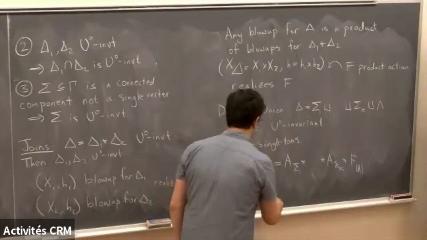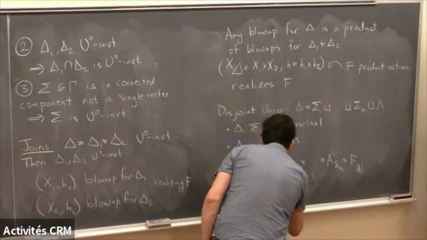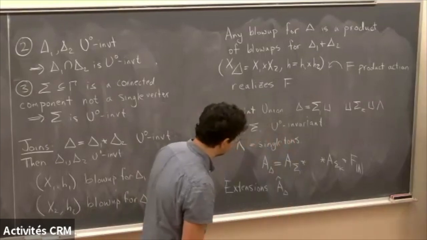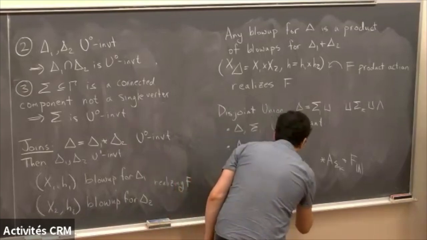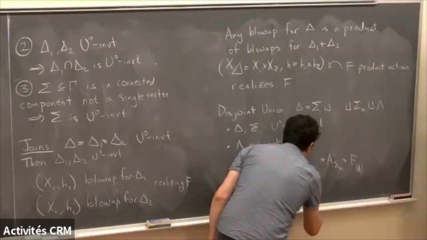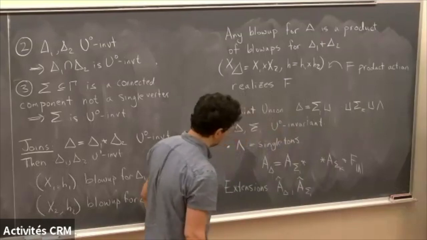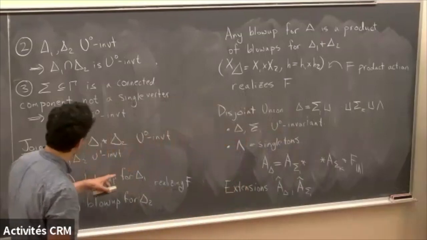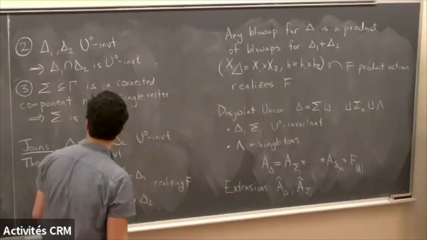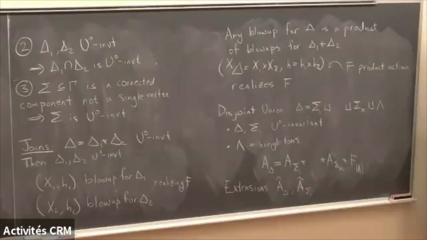for A delta. So I'm going to call that A delta hat and A sigma i hat. Okay, so these are the extensions by F restricted to each one of these groups.